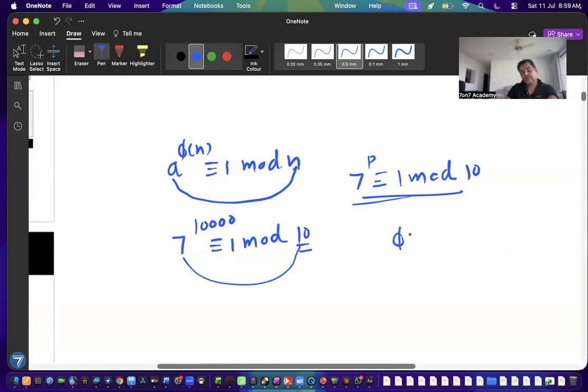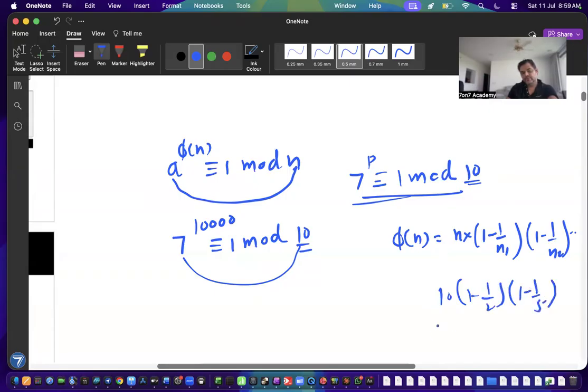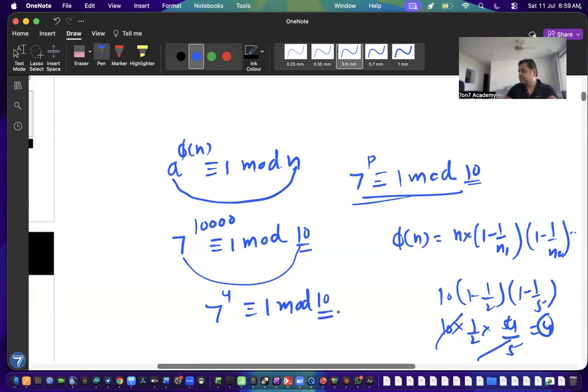The totient function of any n is n times 1 minus 1 over the first prime factor, times 1 minus 1 over the other prime factors, for all the prime factors. Just like here, what prime factors of 10 do we have? 2 and 5. So you write here 10, times 1 minus 1 over 2, times 1 minus 1 over 5. So you get 10 times 1 over 2 times 4 over 5. So this 10 cancels out, so 4. So 7 raised to 4 will give you 1 mod 10, though 10 is not prime.